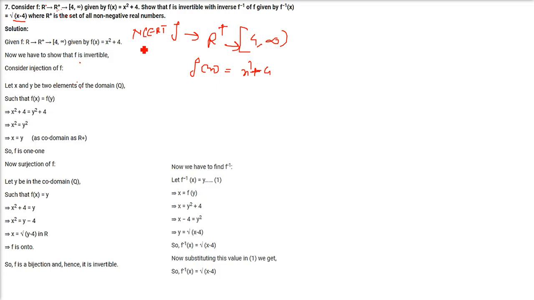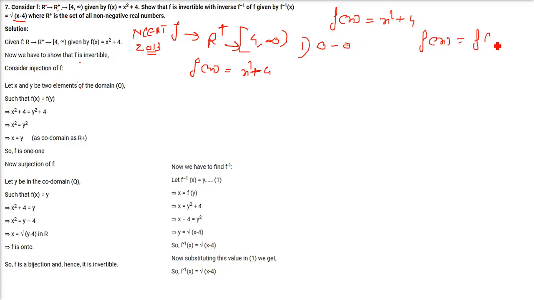This is a question of NCERT, and it has come in 2013 CBSE also. f(x) is x square plus 4. So first we'll prove whether it is one-one and onto, that is, bijective. And once it is bijective, we can say that this is invertible also.